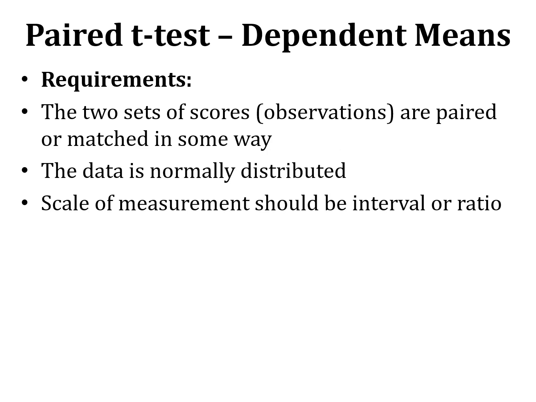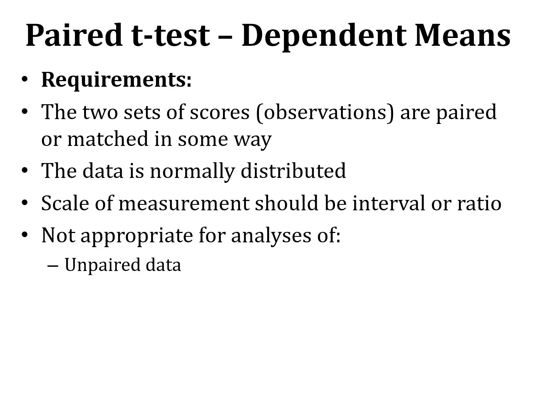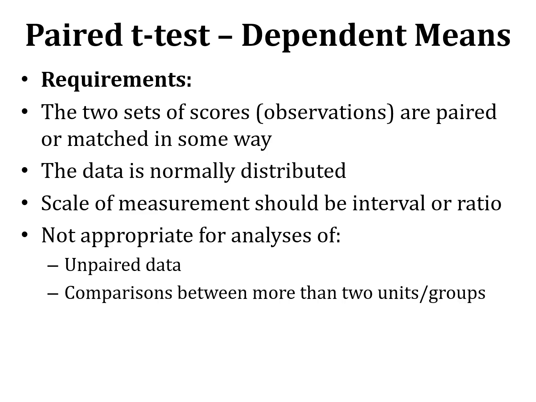And the scale of measurement should be interval or ratio. It means that this kind of t-test can be applied on a continuous variable that is measured on the interval or the ratio scale. And this paired t-test is not appropriate for analysis of unpaired data. So if you have two groups and you want to compare their mean values, and the observations are not paired, then you can apply the t-test for independent means. So you cannot use the paired t-test for that purpose.